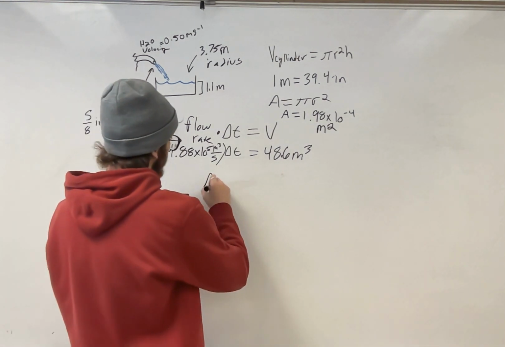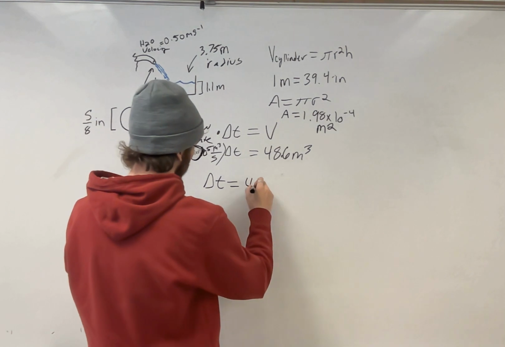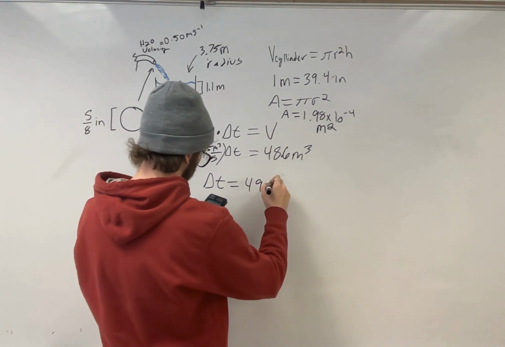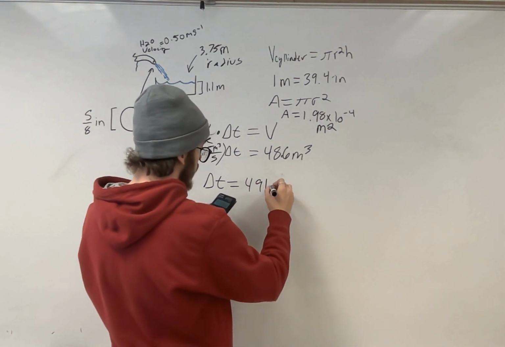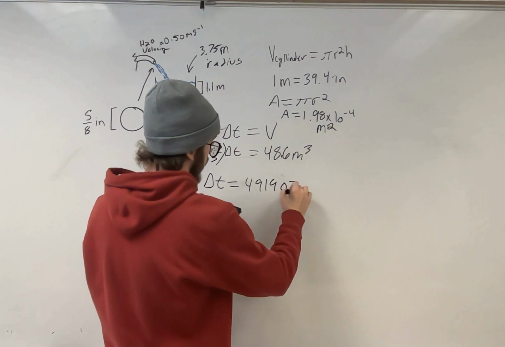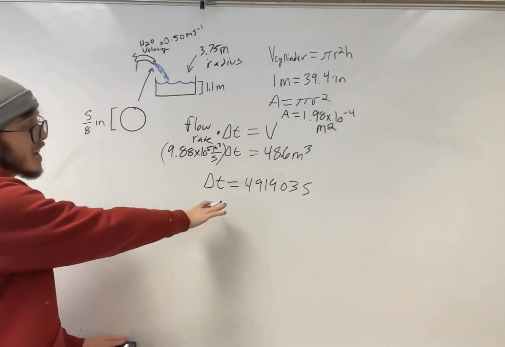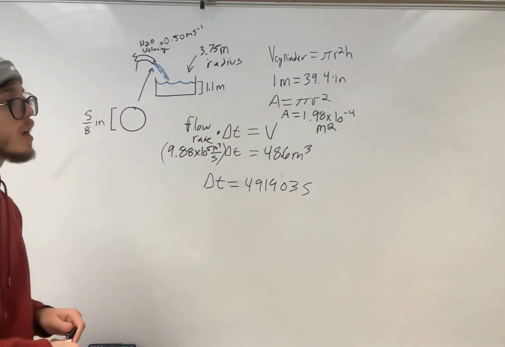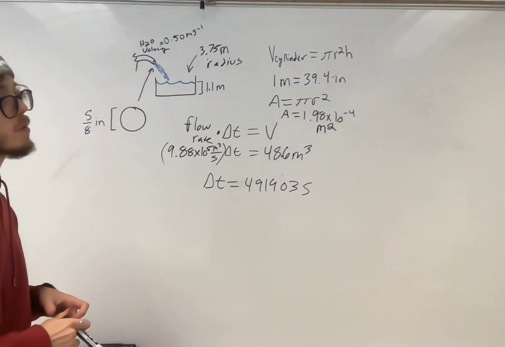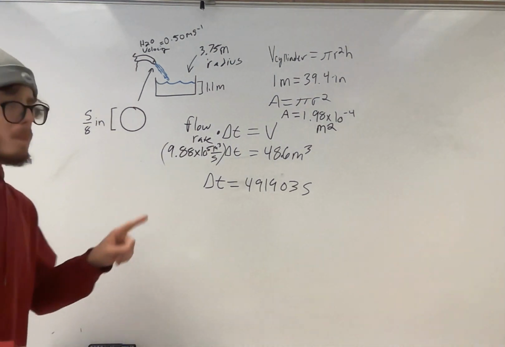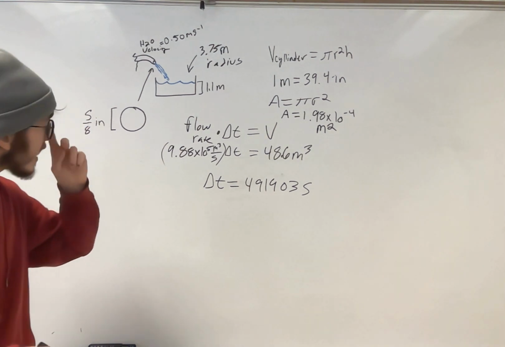And we're going to find that delta T is equal to a big number, 491,903 seconds. So it takes that much time in seconds just to fill this pool's volume up to a height of 1.1 meters. But I don't really like the way that that's given.